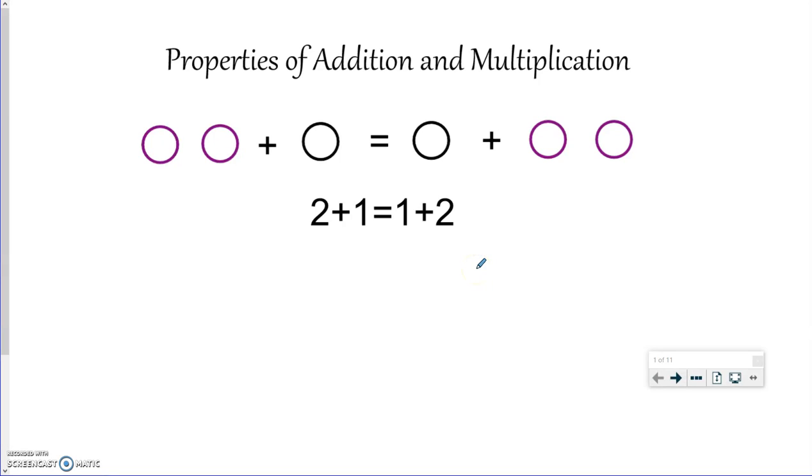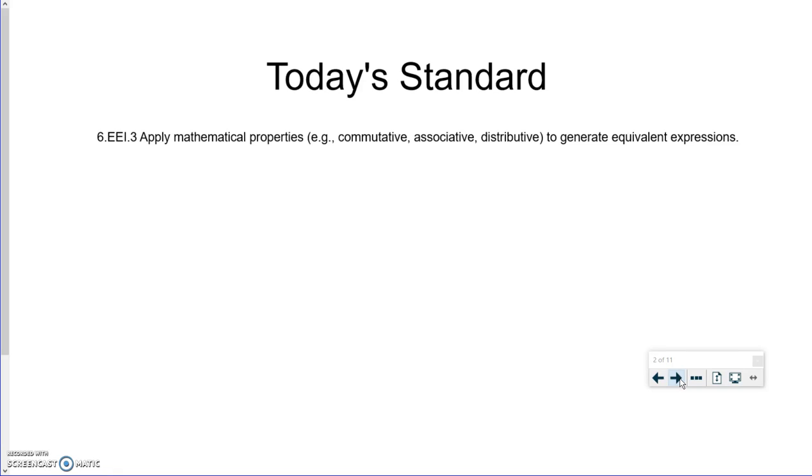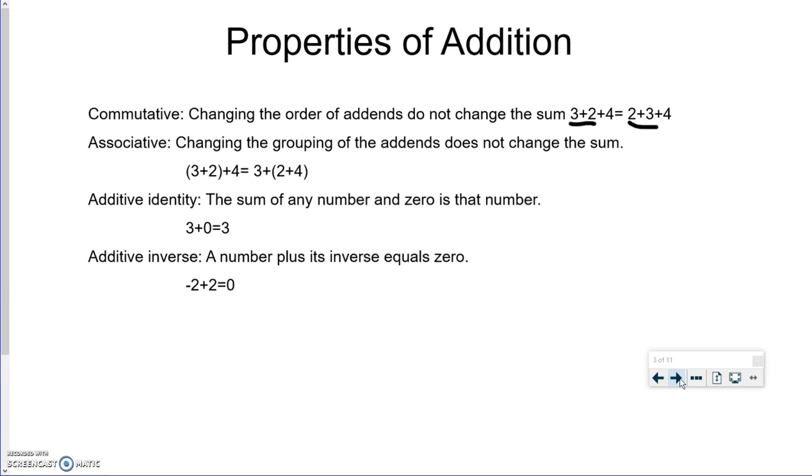Hi class, today we're going to be learning about the properties of addition and multiplication. This will be covering the standard 6.EE.3, apply mathematical properties such as commutative, associative, and distributive to generate equivalent expressions. So first we're going to start with the properties of addition.